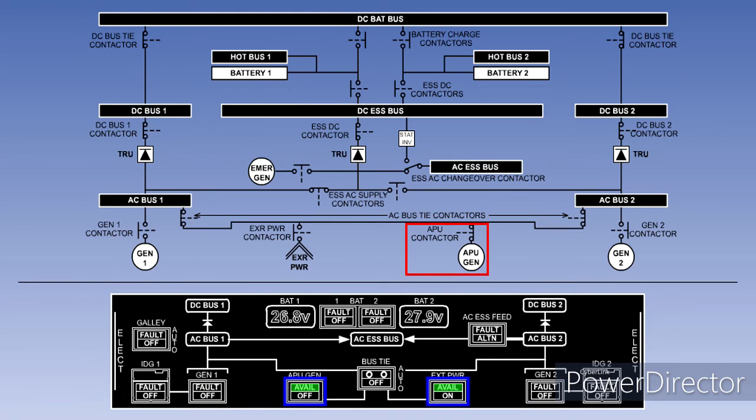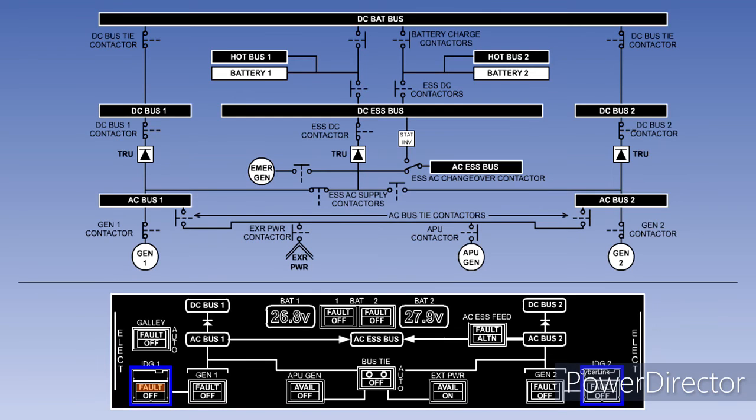The APU and external power available lights illuminate green when the associated power supply is available with its voltage and frequency within limits. The APU generator will come on as required unless the pilot pushes the switch light to lock it off. Pushing the external power switch light will bring the external supply online.